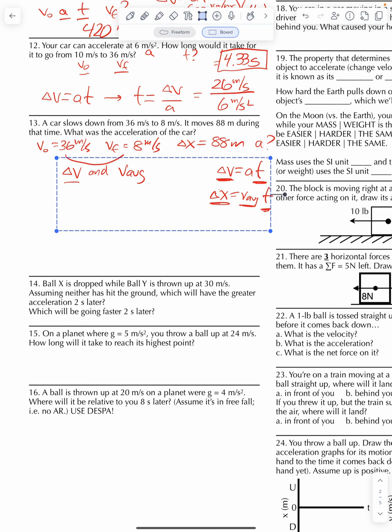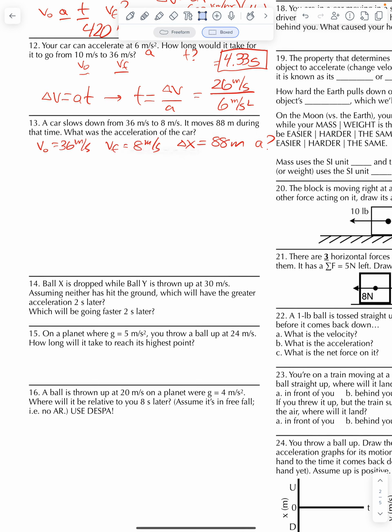One of the keys here is, like I said, you just need to remember that given the initial and final velocity, you can find two different types of velocities from that. So let's first find the average velocity. The average is the average between 36 and 8. They're both going the same direction. So the sum of those is 44, but you divide by 2. So the average velocity is 22 meters per second.